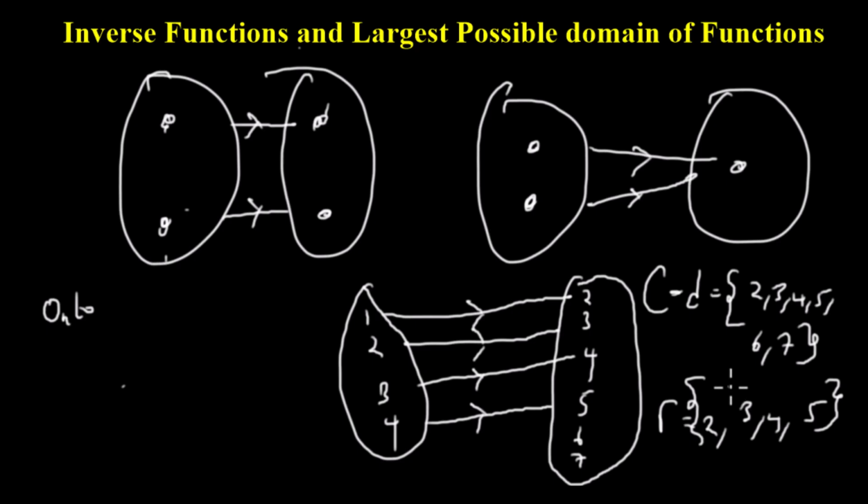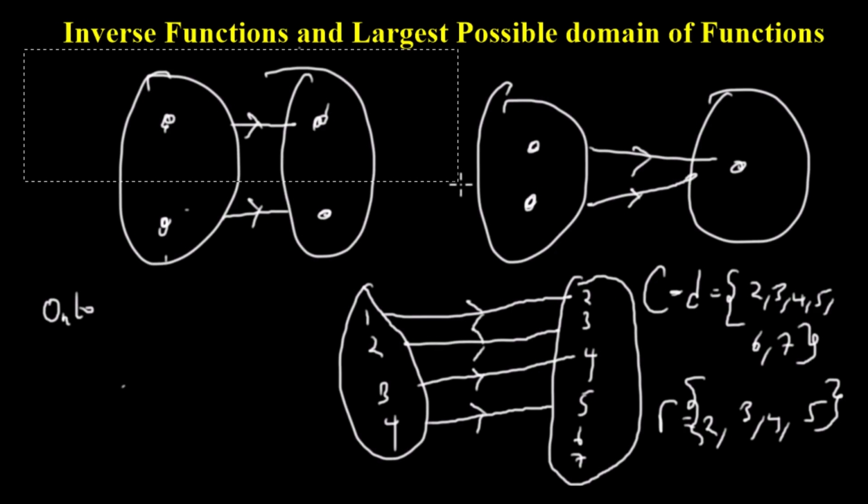Now let's look at how we can find the inverse of a function. We already said for a function to have an inverse, it must be one-to-one and also it must be an onto function. So let's say we're given our first example.